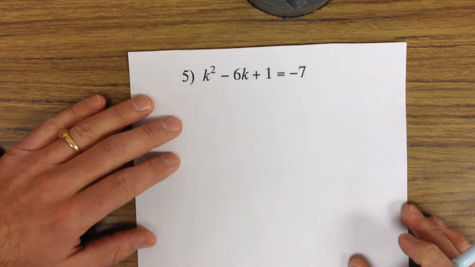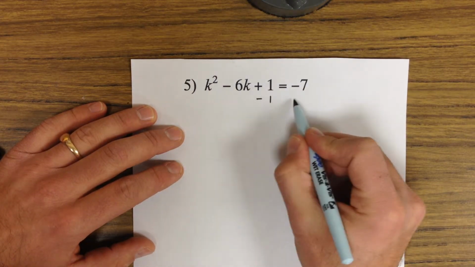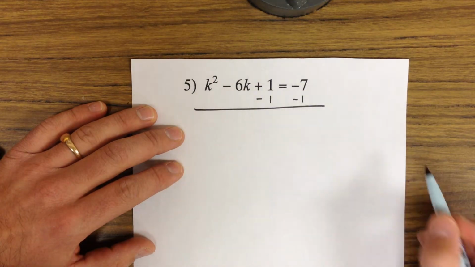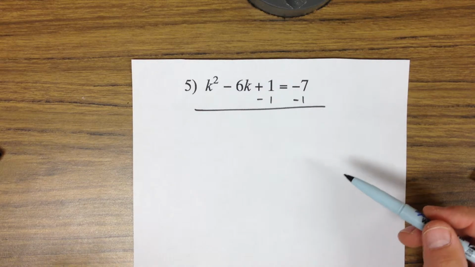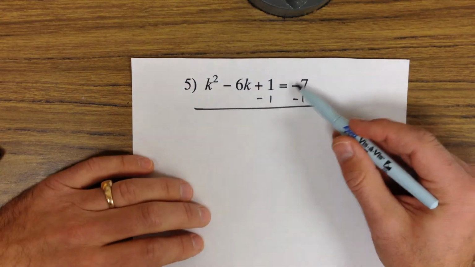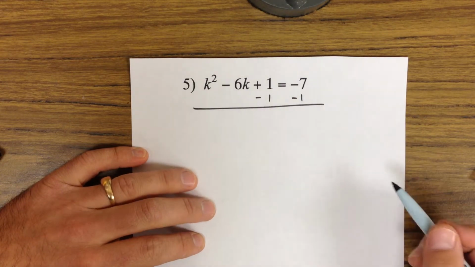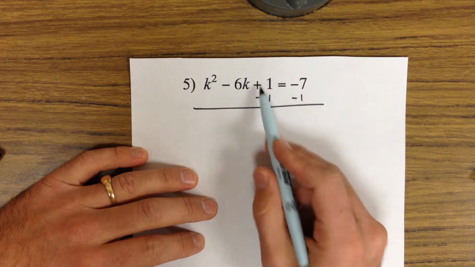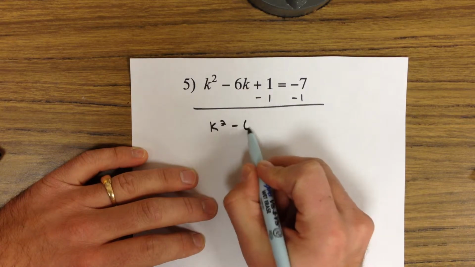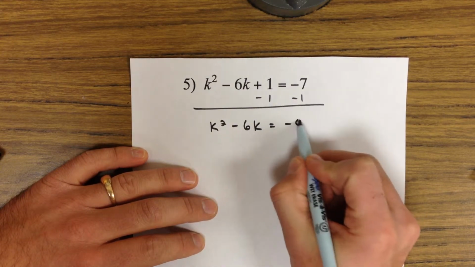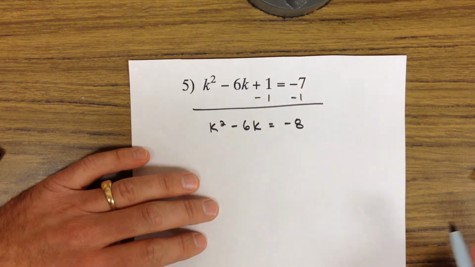Okay, number 5. Now, I know this is not equal to negative 7 or to 0, but I can still just get rid of the positive 1 by subtracting 1 from both sides. So, you know, it looks a little different, but I still want to get the k squared and the k by itself.